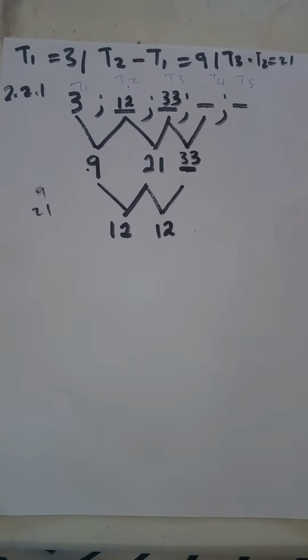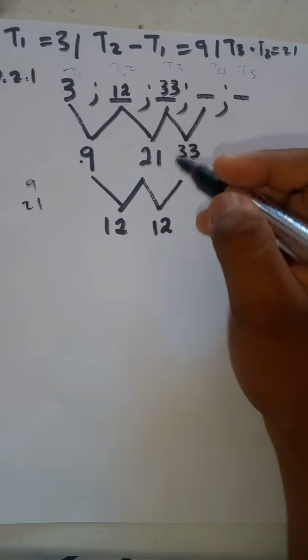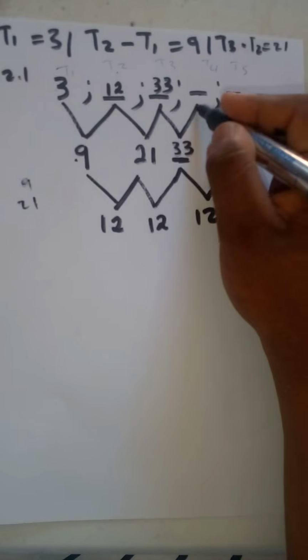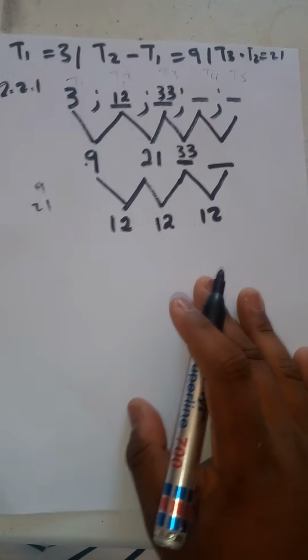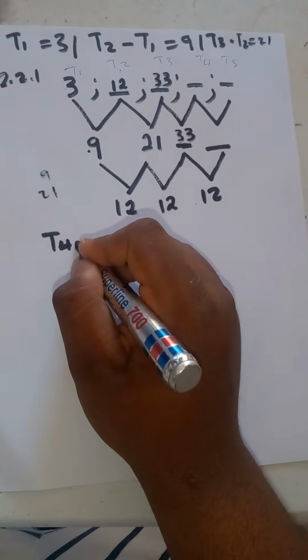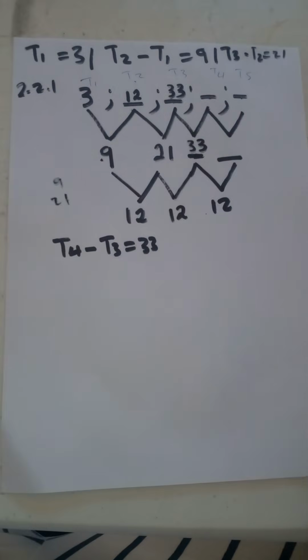Okay. We are forming it slowly but surely, right? Now, again, I know that the second common difference is 12. So now I'm looking for this number. To find T4, I know that T4 minus T3 gives me 33. You can write it down there.